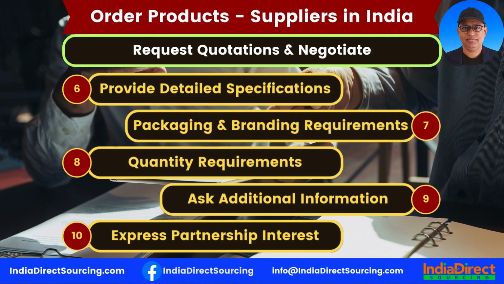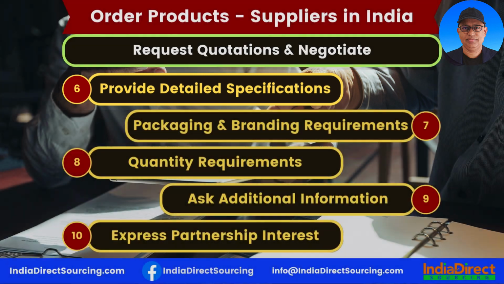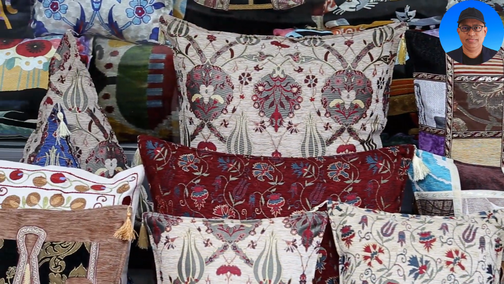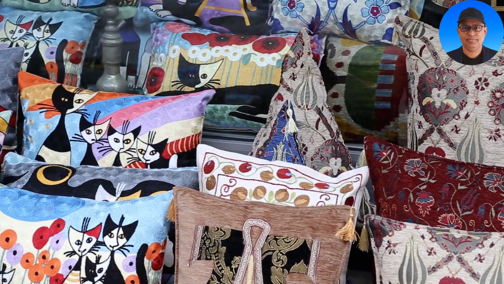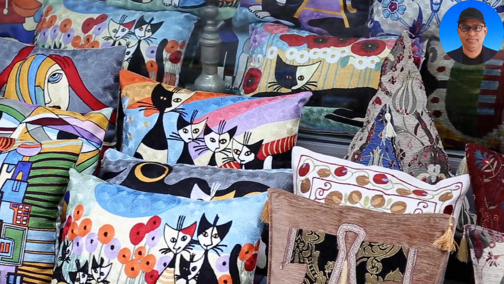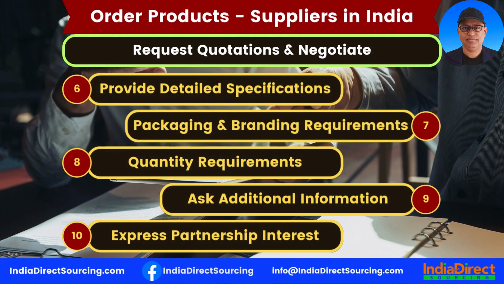Okay, number six is provide detailed specification. You have to provide a detailed specification of your product. List the detailed specifications of the products you are interested in. This can include technical details, materials, colors, size, and any other relevant information. The more precise your specifications are, the more accurate the supplier's quotation will be.